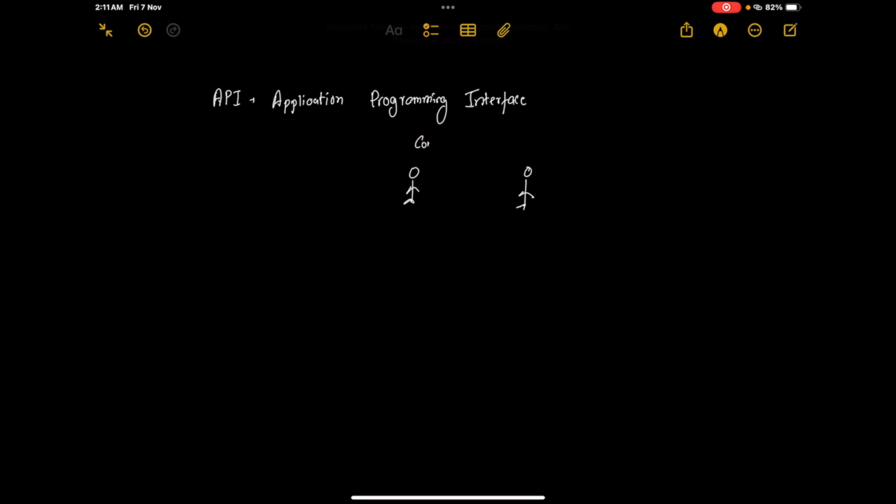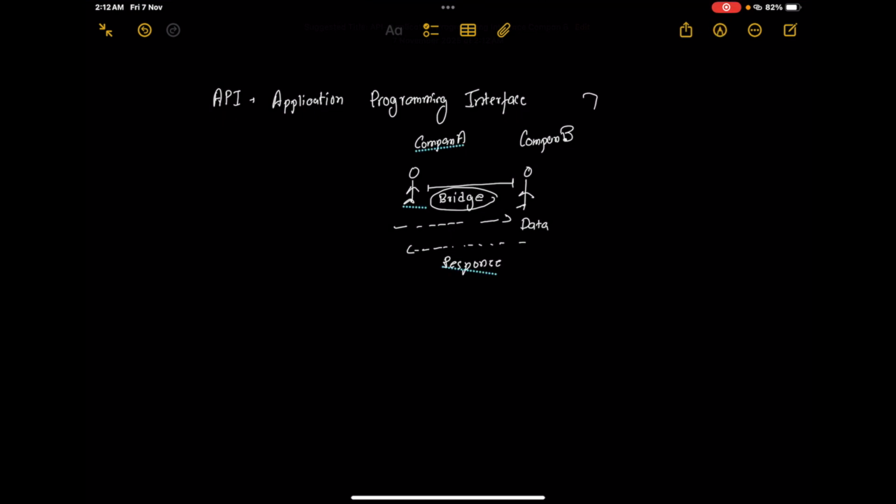Okay, so let's say this is company A and this is company B. APIs act basically as a bridge so that this company can send some data to this company, and this company will then do some function over this data and send a response back to company A. Okay, why is it required? So that they can expand their business.